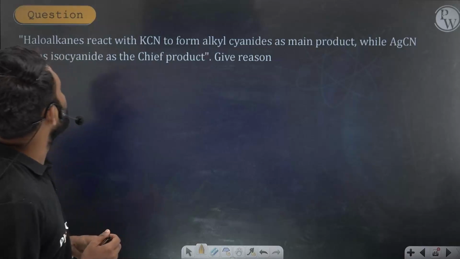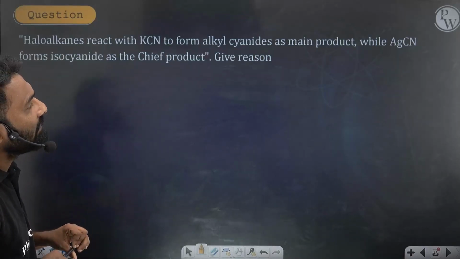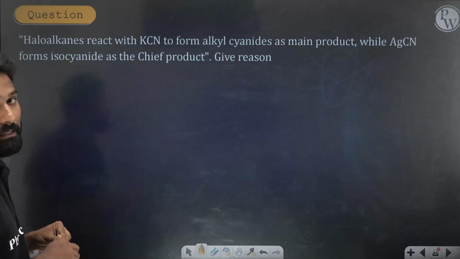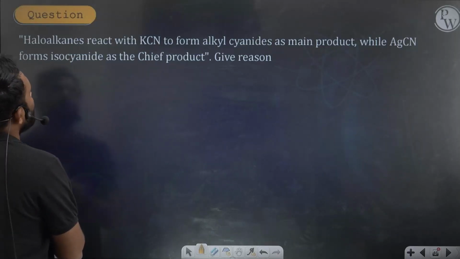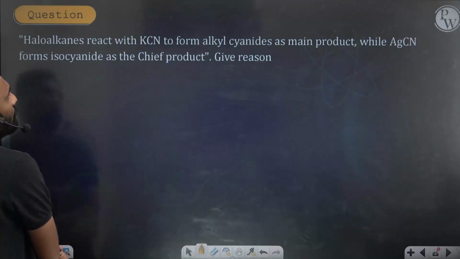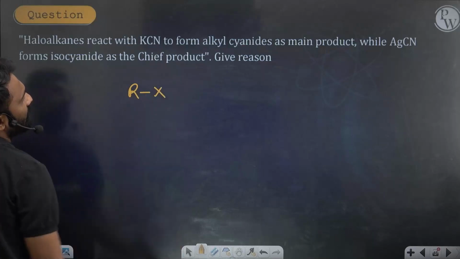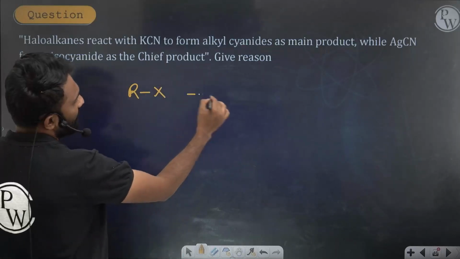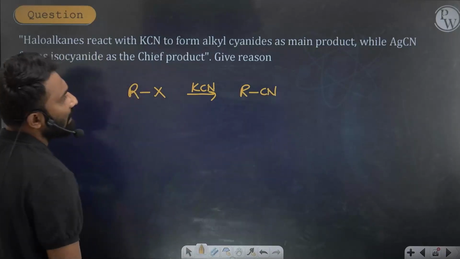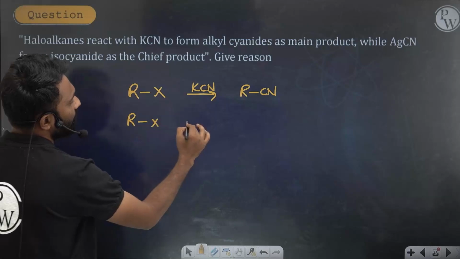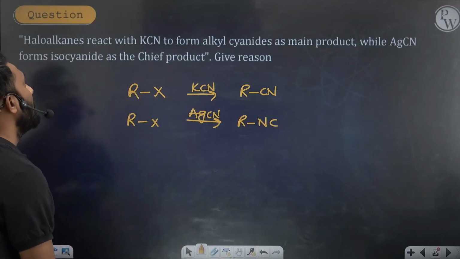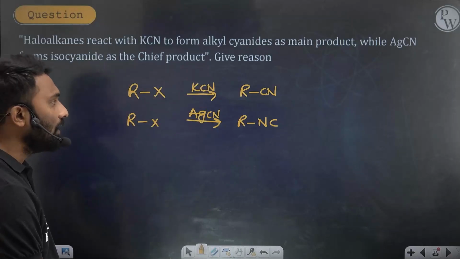Next. Haloalkanes react with KCN to form alkyl cyanide as the main product, while AgCN forms isocyanide as the chief product. Why? When a haloalkane reacts with KCN, it forms alkyl cyanide. When a haloalkane reacts with AgCN, it forms isocyanide. This is an isocyanide, that is a cyanide. Why? Give the reason.